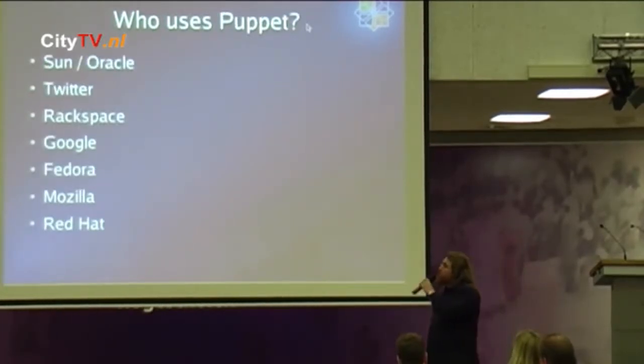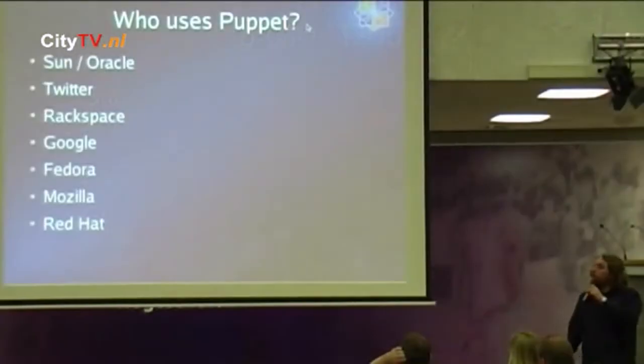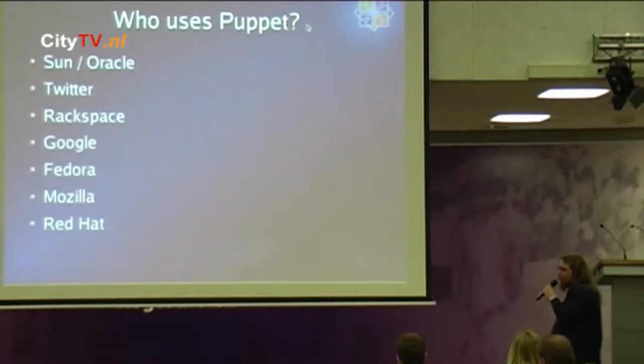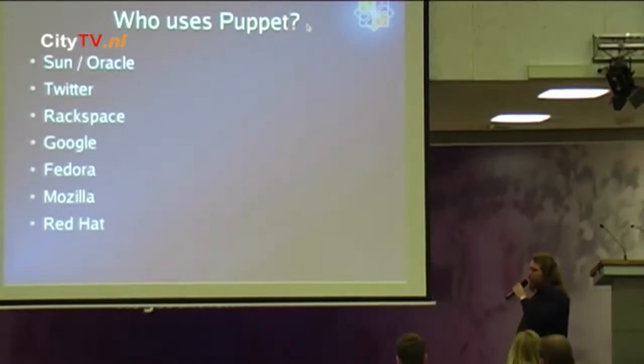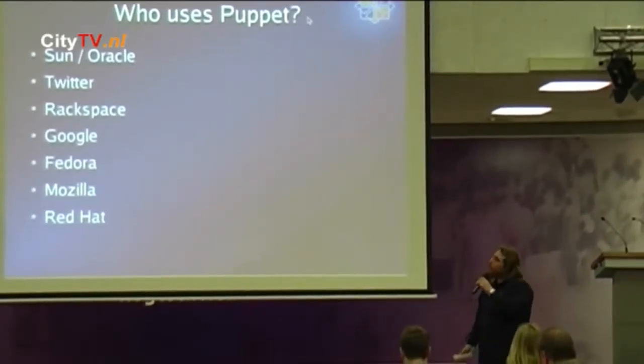So who uses Puppet? There's Sun and Oracle, Twitter, Rackspace, Google. Google actually does everything that's not Google production with Puppet. They manage their macOS and Linux desktops completely with Puppet. There's Fedora. The whole Fedora infrastructure is configured with Puppet. There's Mozilla and there's Red Hat. Red Hat currently transitions their infrastructure management to Puppet, at least according to the Puppet wiki.